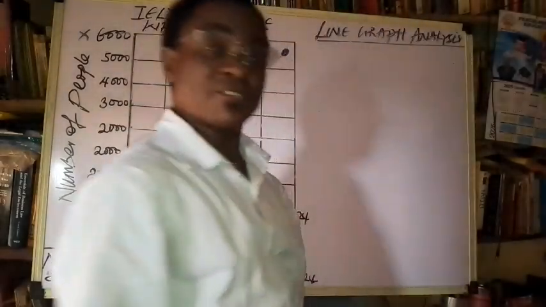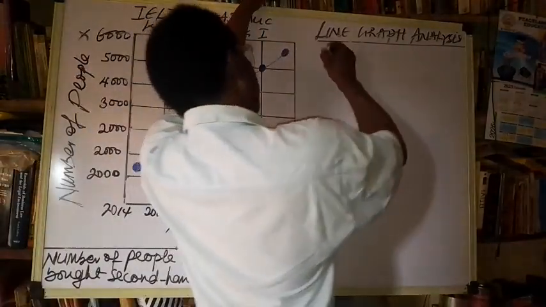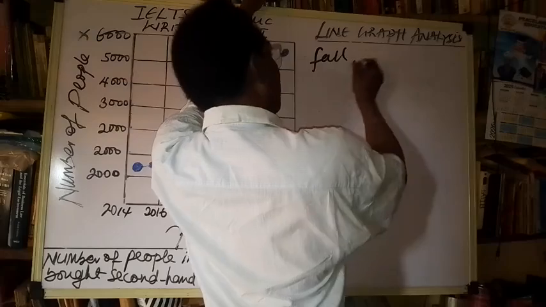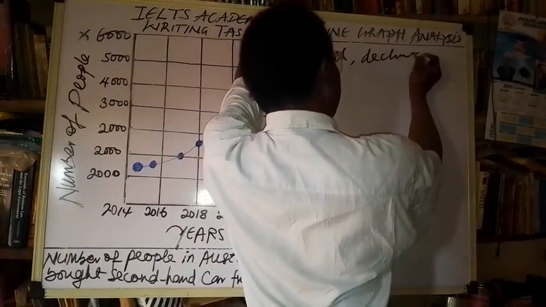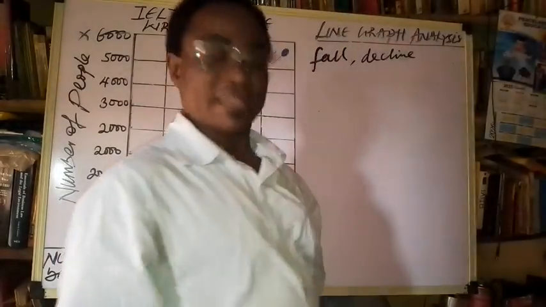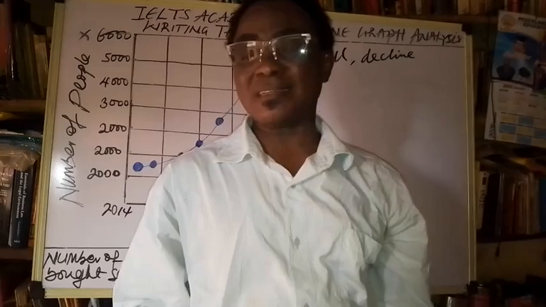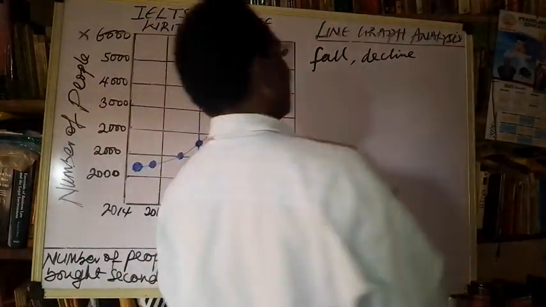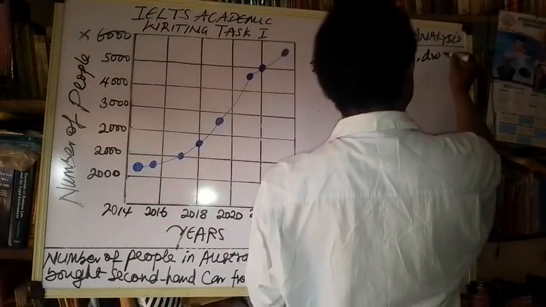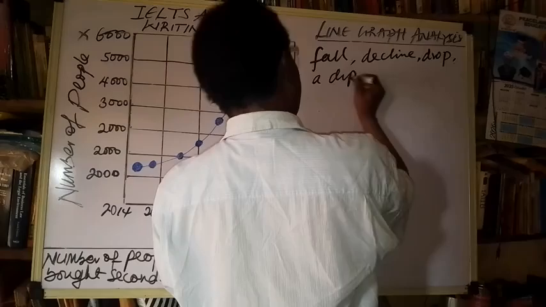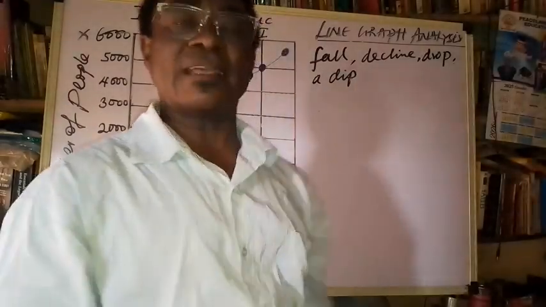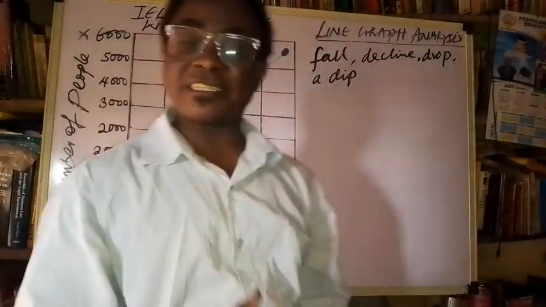That is, the change you are talking about is negative. Then you read the word fall, a decline in the quantity demanded of a commodity, a drop, a dip, D-I-P, a fall, a decline, a drop, a dip.